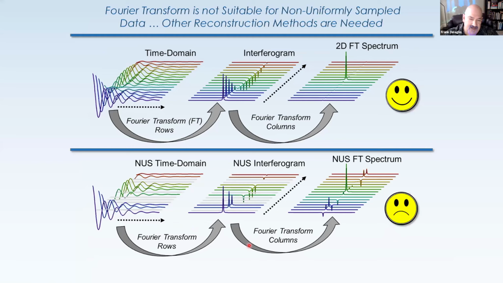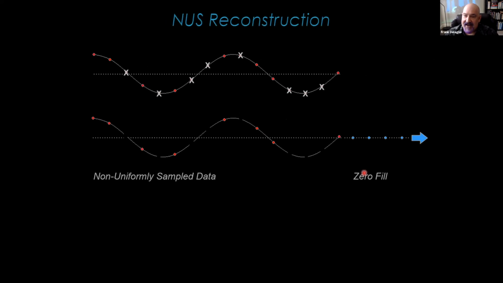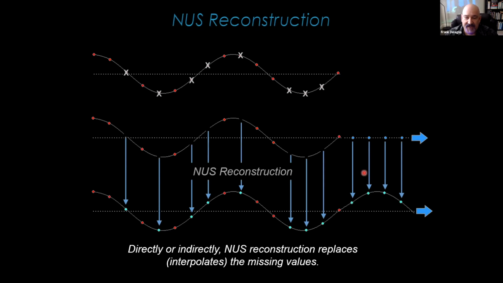The challenge is that when we measure non-uniformly sampled data like this, the indirect dimension has gaps in it. And so when we Fourier transform the indirect dimension, we get a spectrum with artifacts that isn't suitable for direct analysis. And so we have to resort to other methods to reconstruct the data. Now, regardless of which method we use to reconstruct the data, we can think of the reconstruction methods as a way to take the missing points that have been skipped over in the acquisition and find a way to replace those missing points with data.